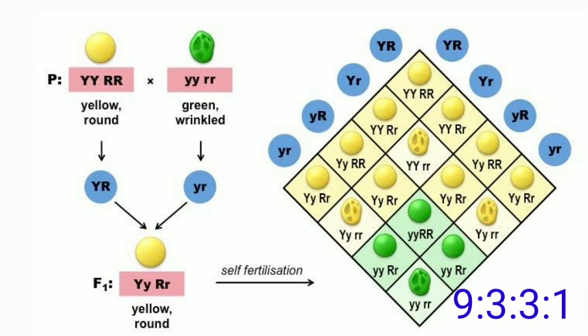And when we calculate the ratio, it comes out to be 9:3:3:1. Here 9 members will have yellow and round seeds, 3 members will have yellow and wrinkled seeds, 3 members will have green and round seeds, and only 1 member will have green and wrinkled seeds.